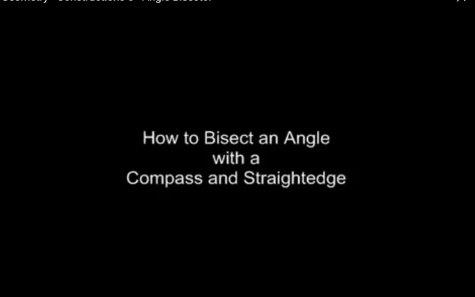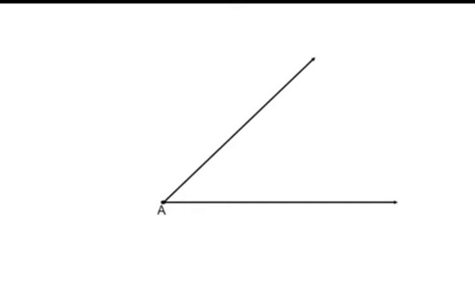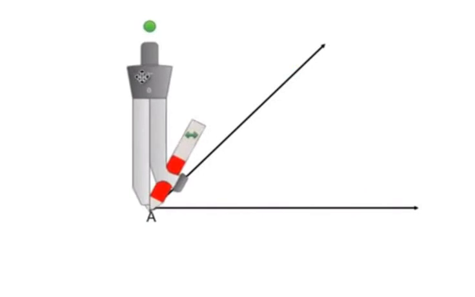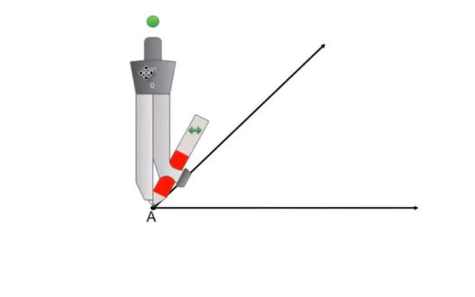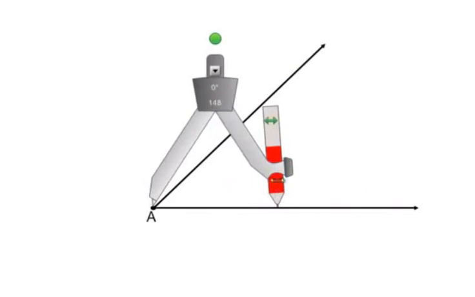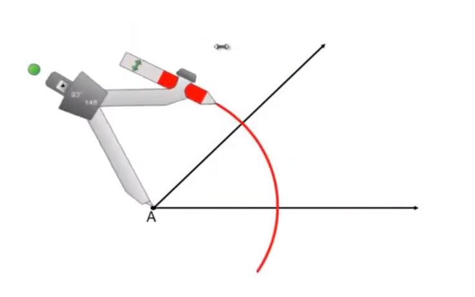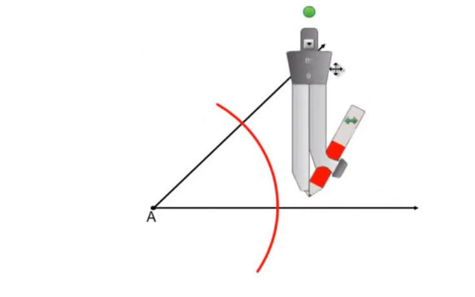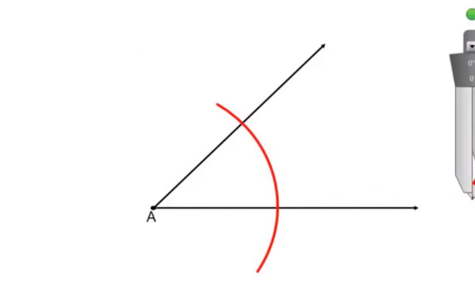This video will show how to bisect an angle using a compass and a straight edge. So we have a given angle A, and what we're going to do is place our compass point on point A, open up our compass arm large enough so that it will be able to intersect both sides of angle A. Make an arc. And then label the two intersection points B and C.